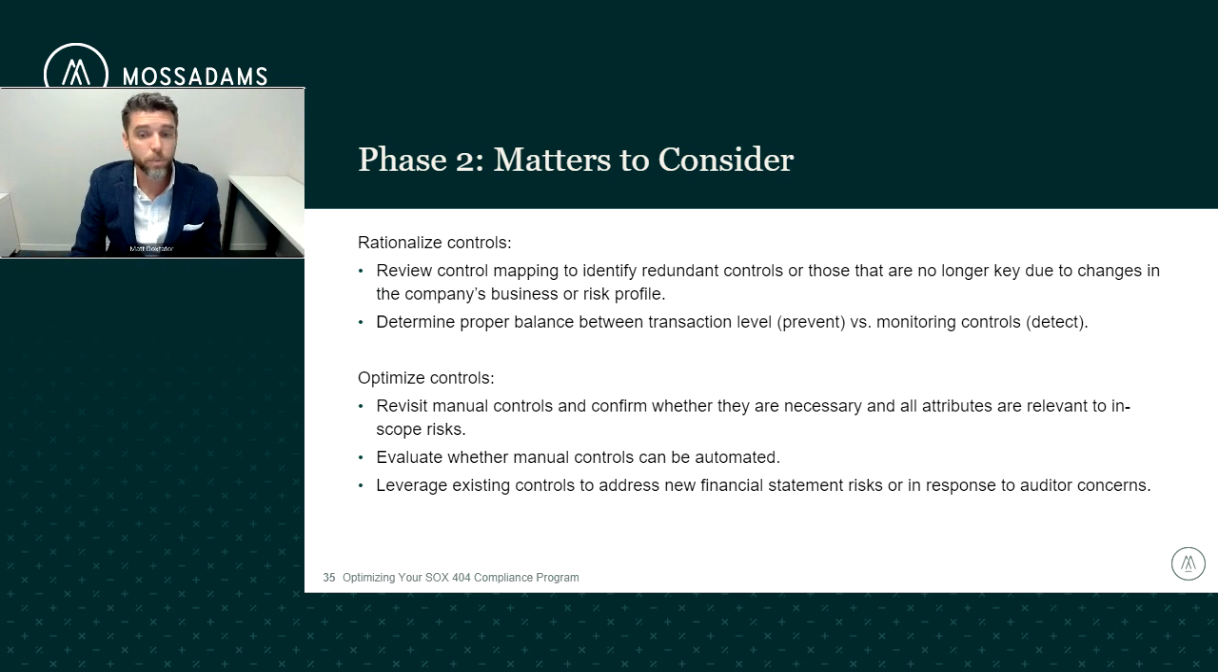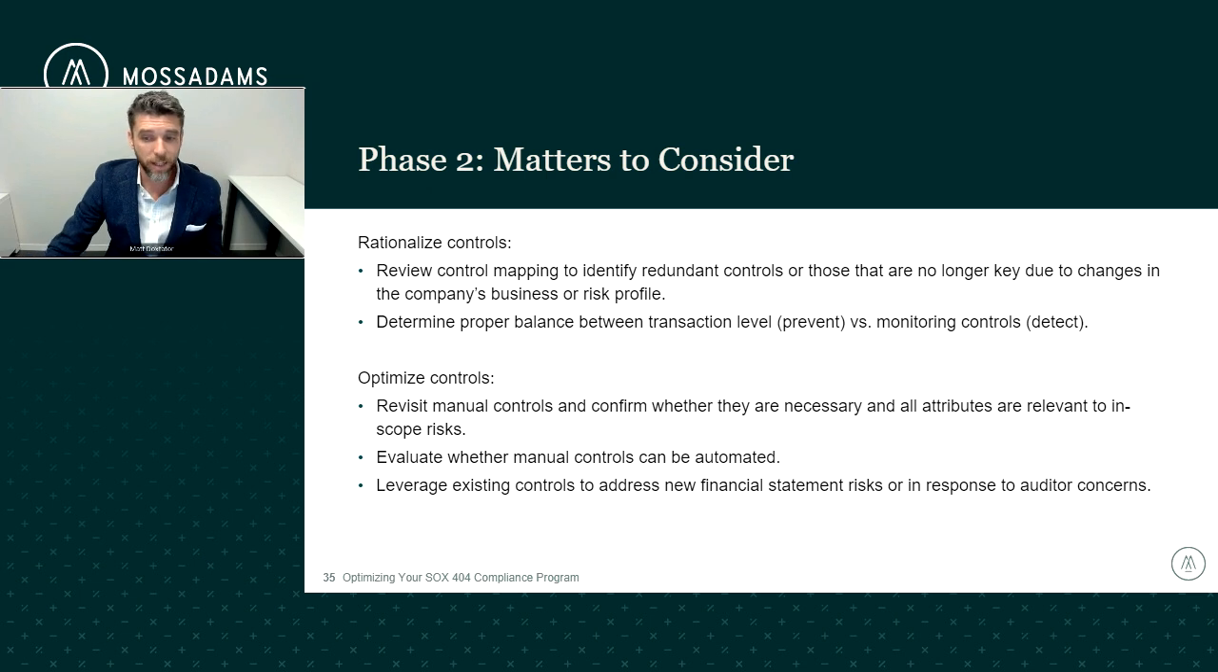As companies' SOX programs evolve, controls are added to address new financial statement risks, new accounting standards, or in response to auditor concerns. But it's important to challenge whether those controls are still necessary in a subsequent year. So when attempting to rationalize controls, you want to review your control mapping to identify redundant controls or controls that are no longer key due to changes in the business, and to consider whether you have the right balance of transaction level preventative controls versus monitoring detective type controls.